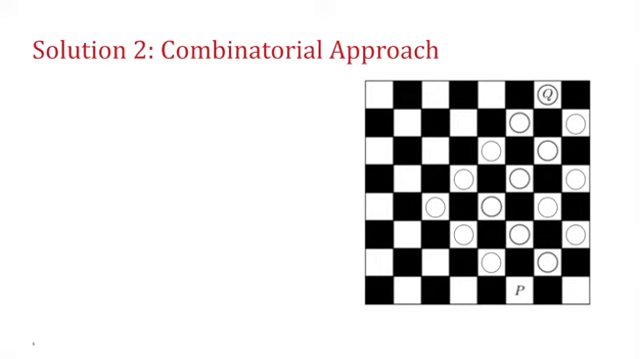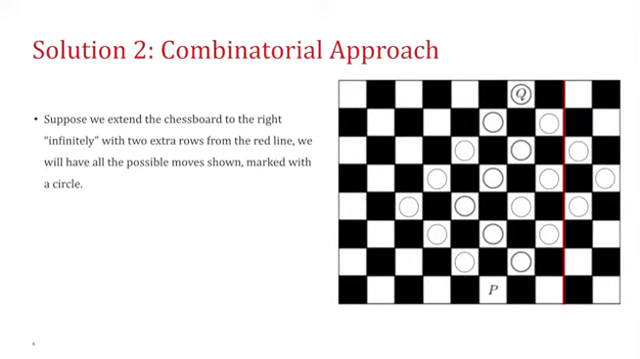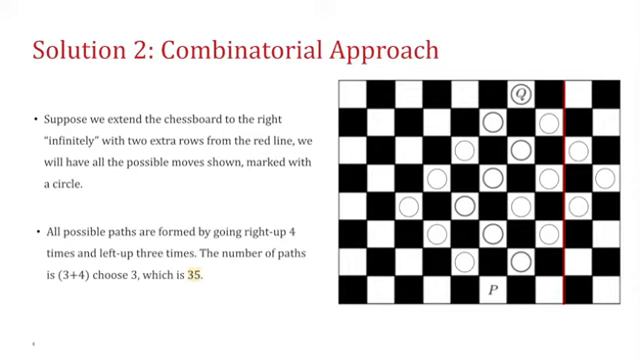Another solution is the combinatorial approach. Suppose we extend the chessboard to the right infinitely, with 2 extra rows from the red line. Now, we have all possible 7-step paths shown, marked with circles. All the possible paths are formed by going right up 4 times and left up 3 times. The number of paths in total is 3 plus 4, choose 3, which is 35.